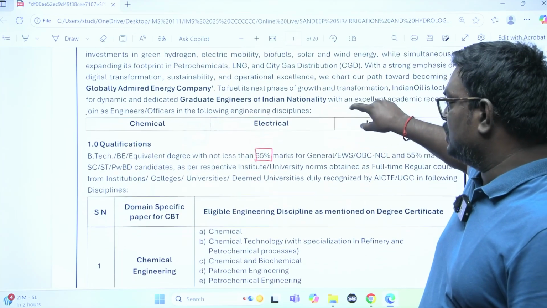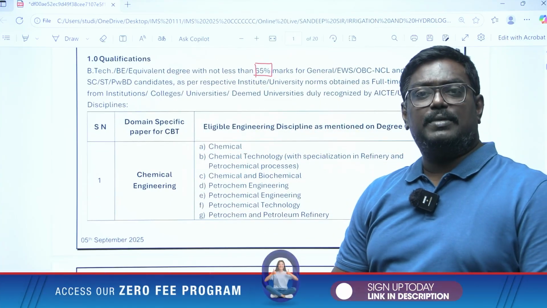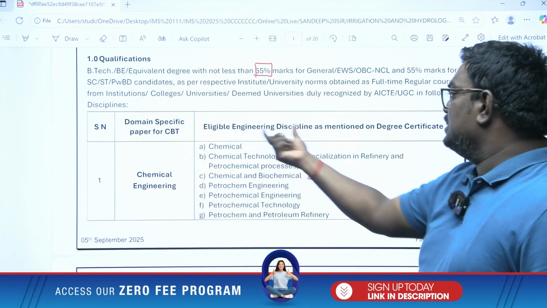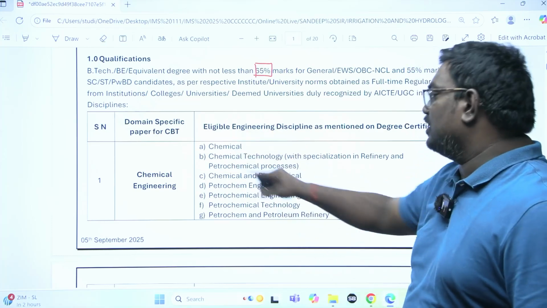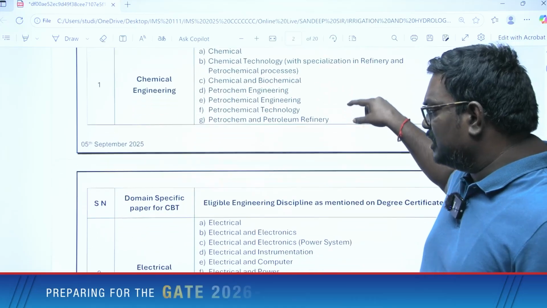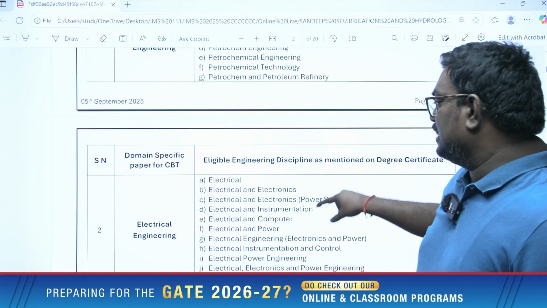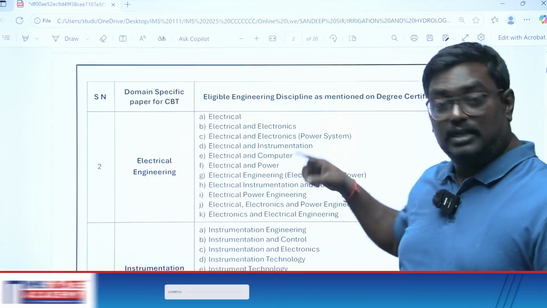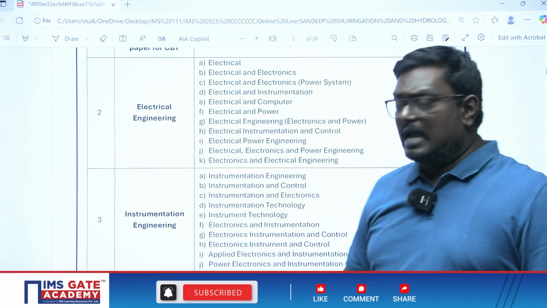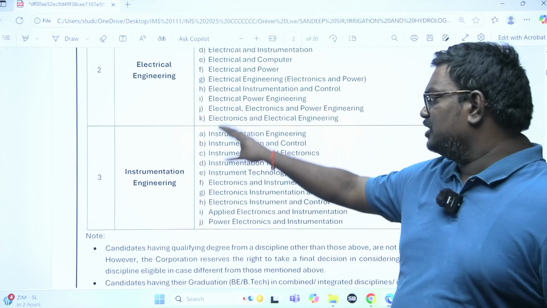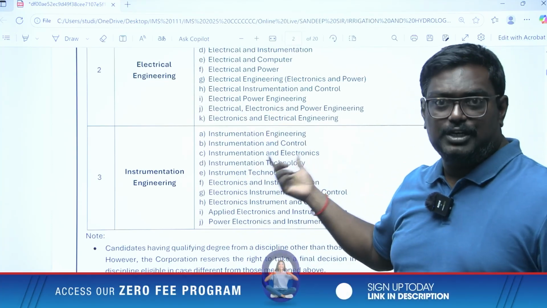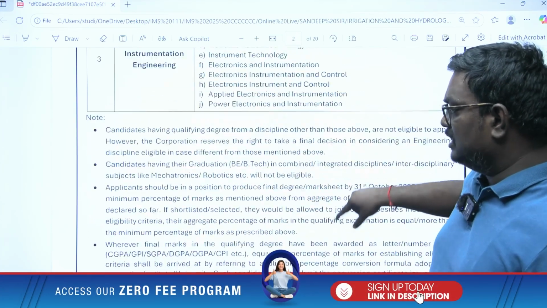So it is domain specific. As for how many marks you should have, 65% marks are mandatory in the engineering background. For chemical engineering, these are the eligible engineering disciplines: chemical technology, chemical and biochemical, petrochemical, and these are the branches. Similarly, in domain specific for electrical, we have electrical and electronics, electrical and instrumentation, electrical and computer, electrical power engineering. So these are all the branches which are eligible for electrical engineering. In addition to this, instrumentation engineering, because in different universities we have different names, like instrumentation engineering, instrumentation and control. So these are all the branches which are eligible for this post.